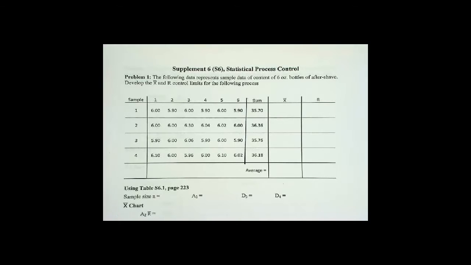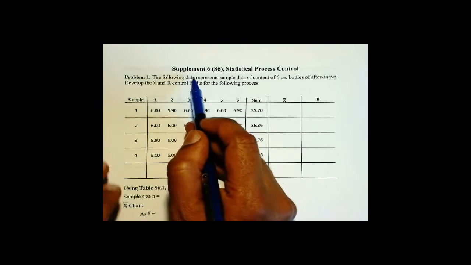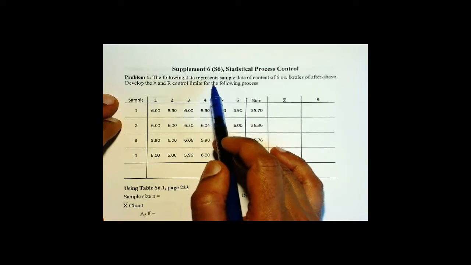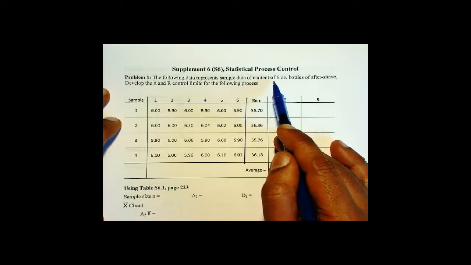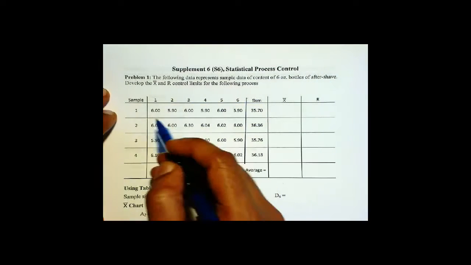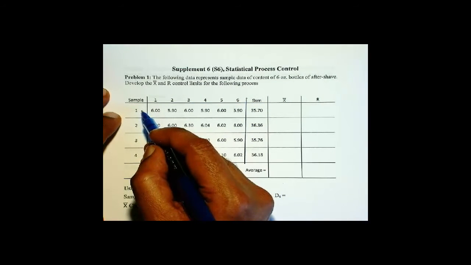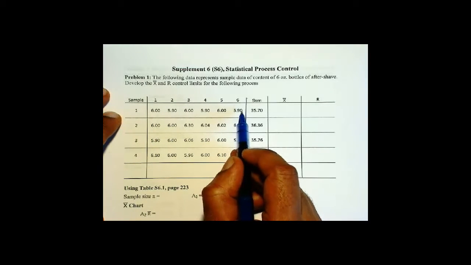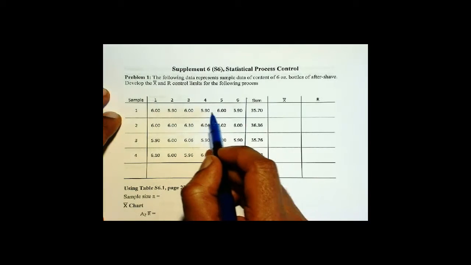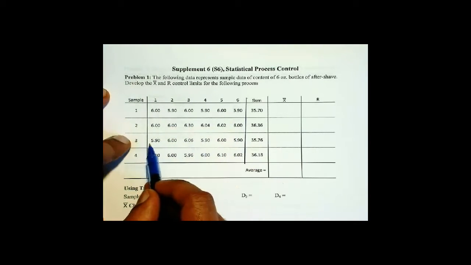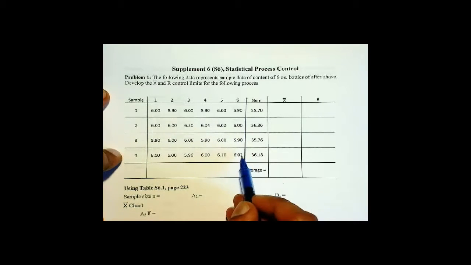Now let's work some problems. So the first problem is to develop an X bar chart and R chart. Here we have data of contents of a 6-ounce bottle of aftershave. So we have sample 1, and there are 6 bottles, and the content of those 6 bottles are given here, and this is sample 2, sample 3 and sample 4 taken in succession.